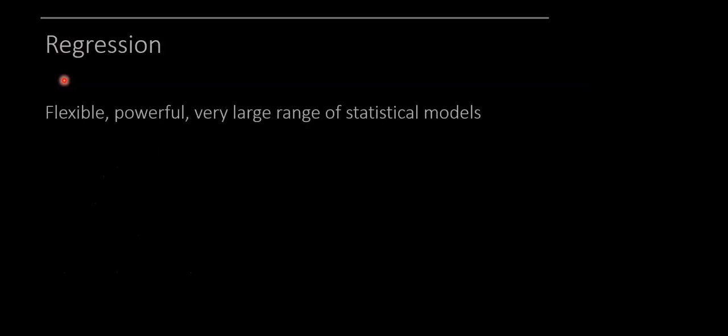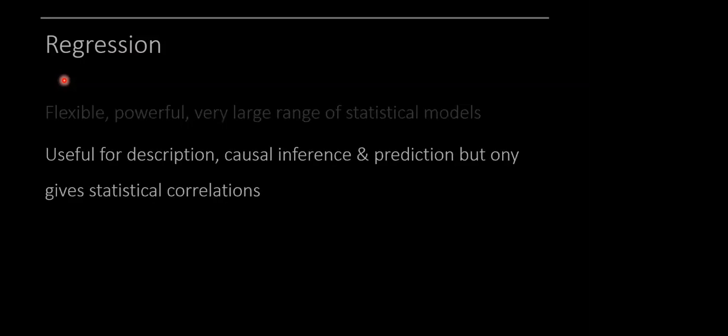Okay, so coming back now to regression. Regression is, in the broad sense, a very large range of statistical models. There are absolutely tons of regression models. If you Google regression and go on the Wikipedia page, there's a massive range of models, most of which I've never come into contact with. So it's a very large field. Regression models are very flexible and very general, so you can use them for description, for causal inference, and for prediction.